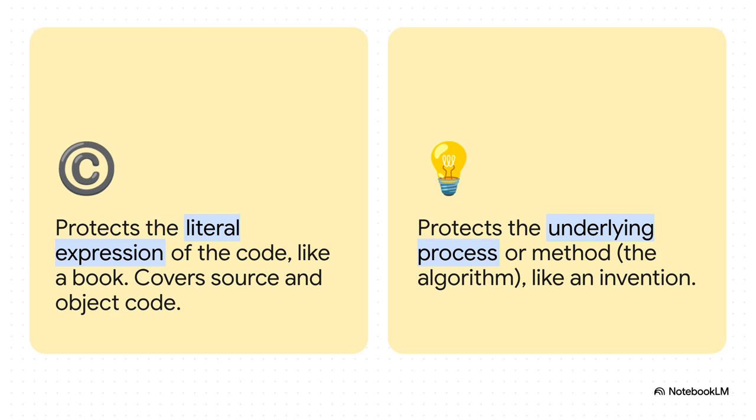Copyright protects the expression of an idea, the literal text, just like it protects the words in a book. So, copyright covers your source code and your object code. A patent, however, does something different. It protects the underlying process or method, the algorithm itself. It protects the invention. So you copyright the specific text of your recipe, but you patent the brand new, inventive method of baking itself. See the difference?